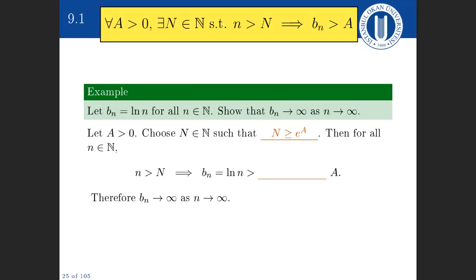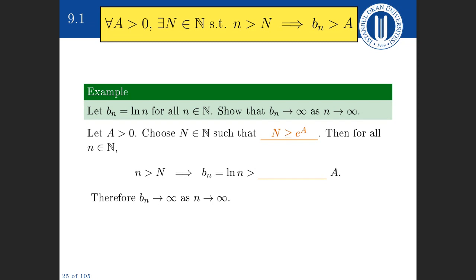For the first blank, we're going to choose capital N to be bigger than e to the power A. And then we need to fill in the second blank. We need to prove that if small n is bigger than e to the power A, then the natural logarithm of n is bigger than capital A.